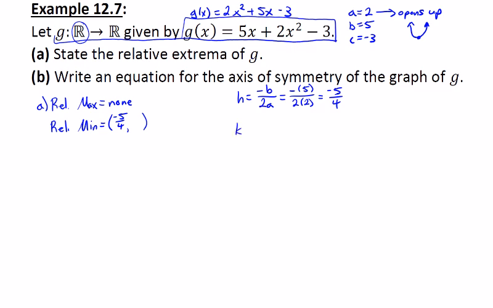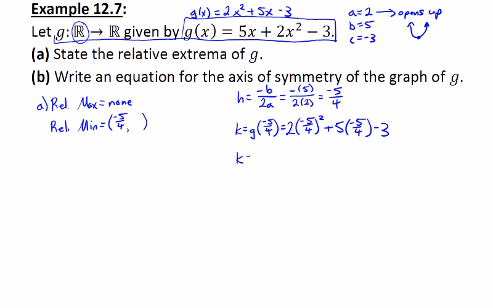k is going to be the y value. So all I have to do is take this x value, which we're calling negative 5/4, and substitute it into the function. And this is not f, this function is g, so this should be g of negative 5/4. So this will say 2 times negative 5/4 squared plus 5 times negative 5/4 minus 3. So I'm going to go through the calculation here.